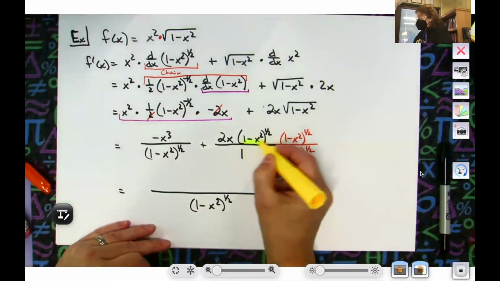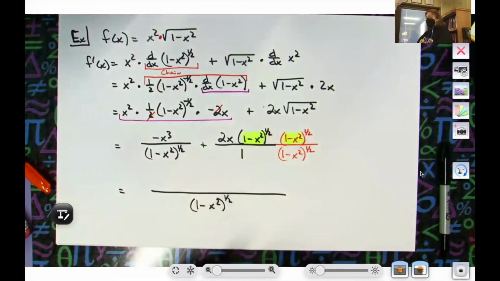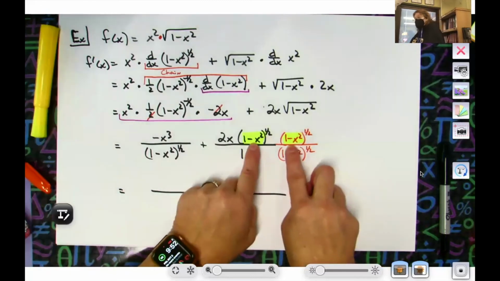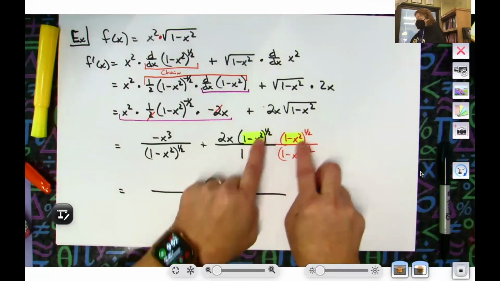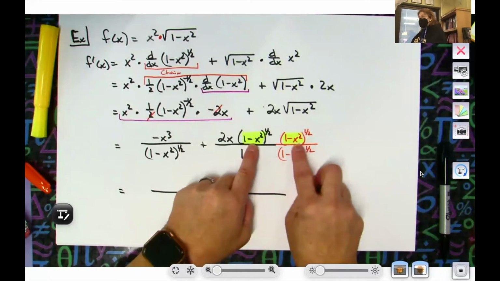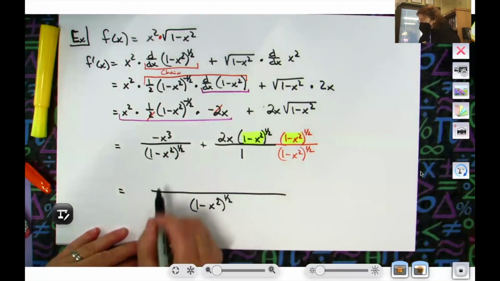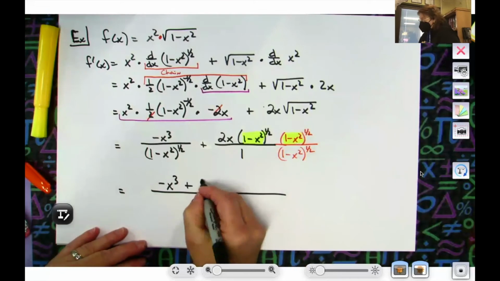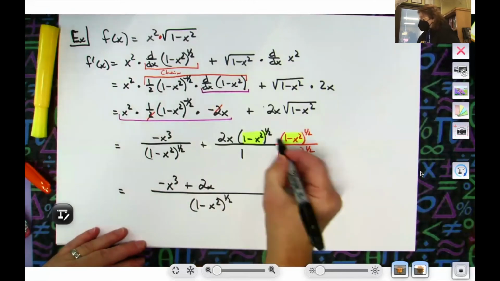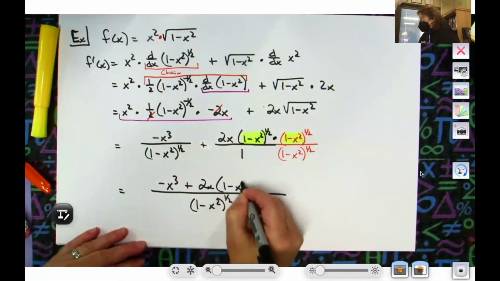When we multiply like bases, what do we do to the exponents? Add them. So if I multiply like bases, I add them. 1/2 plus 1/2 is 1. So really, I have just a 1 minus x squared. When I multiply these two things, I just have one of those. Okay, so I'm going to write this term down, negative x to the third. I'm going to write 2x down. But then because I'm multiplying these two things, I have a 1 minus x squared.